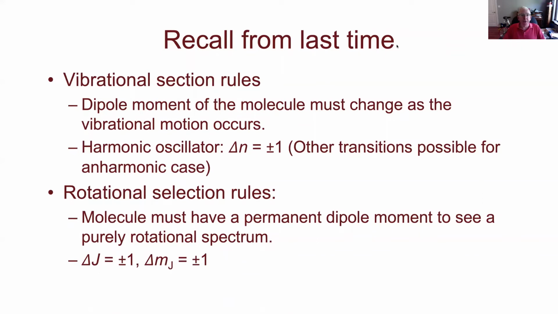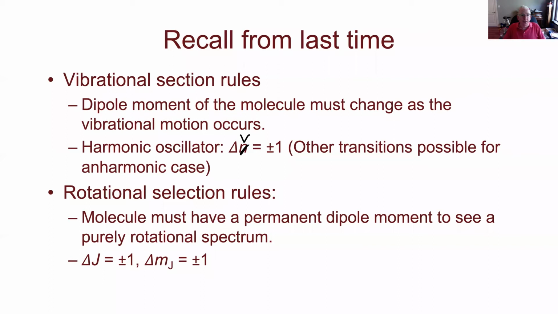And for a harmonic oscillator case, we have that the quantum number, which is written there as n. Unfortunately, I'm going to change that and make that say v, because I've been trying to use v for the vibrational quantum number to keep straight which one is which a little bit better for us. That delta v change has to be plus or minus 1. We will see in today's discussion that other transitions are possible for an anharmonic oscillator, which real molecules actually are, and so we can sometimes, although it's difficult, see other transitions than that delta v equals plus or minus 1.